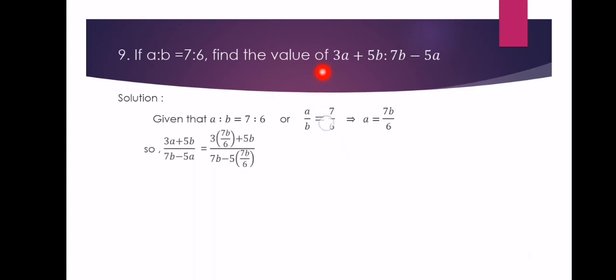Now since we are going to find out the ratio of these two, we will write them in the form of fraction as 3A plus 5B divided by 7B minus 5A is equal to 3 into, we have replaced A by its value, that is 7B by 6, in the numerator as well as in the denominator. By multiplying the terms, we just get 7B divided by 2 plus 5B divided by 7B minus 35B divided by 6. Now we add the terms in the numerator as well as in the denominator to get 7B plus 10B divided by 2 and 42B minus 35B divided by 6.